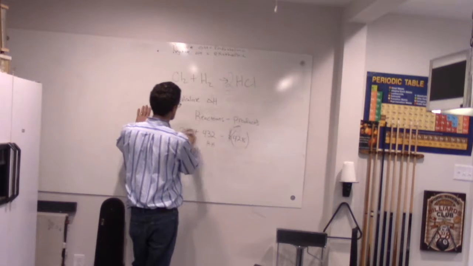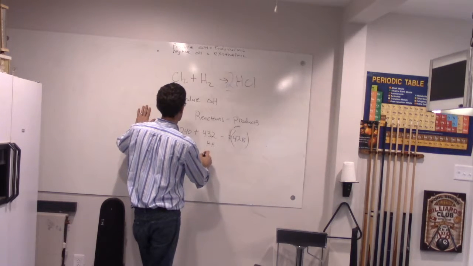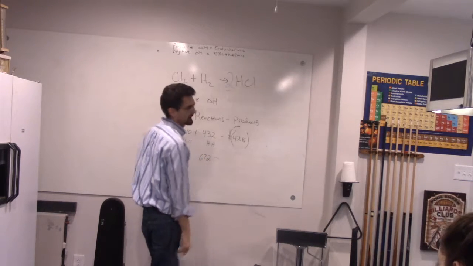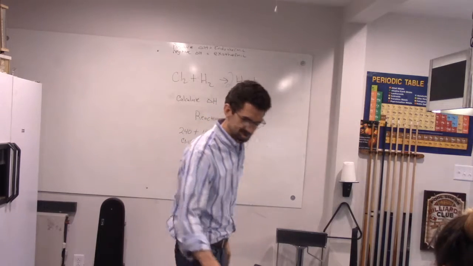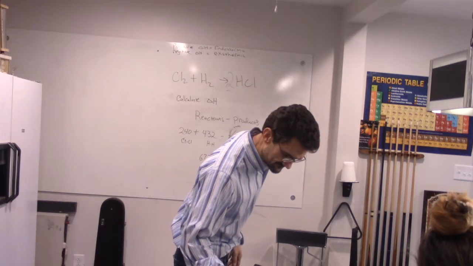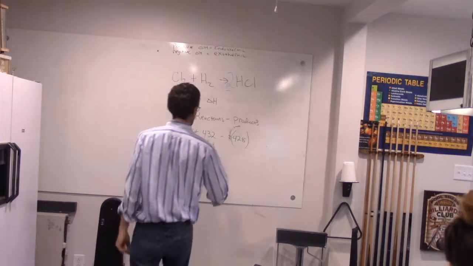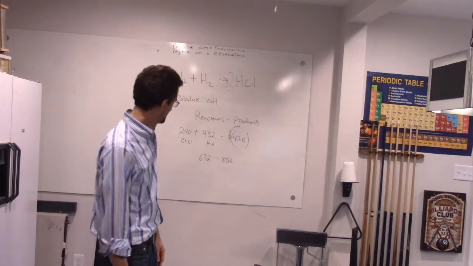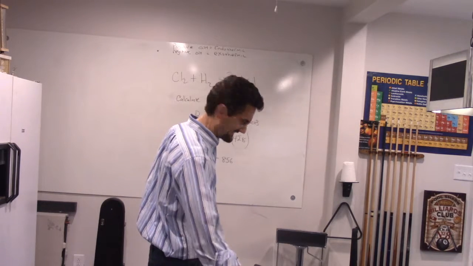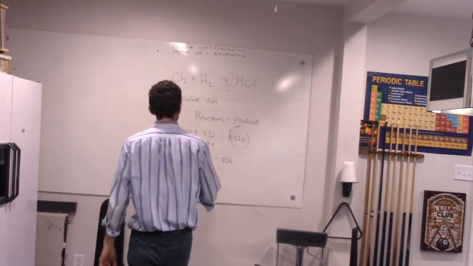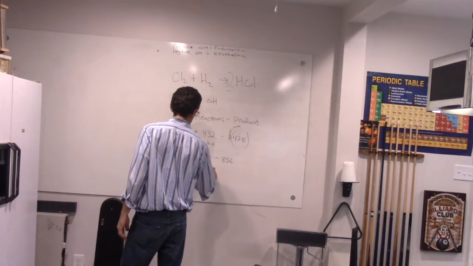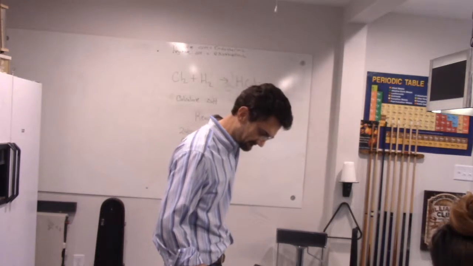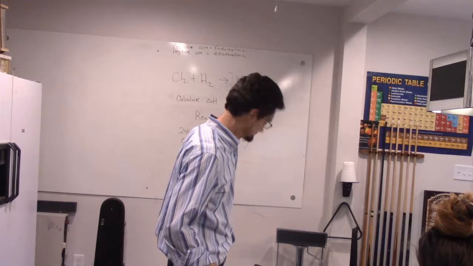So what do we got? 240 plus 432 is 672 minus, what's 428 times 2? It is 856. So what is our delta H for this reaction? 672 minus 856. So it'd be negative 184.